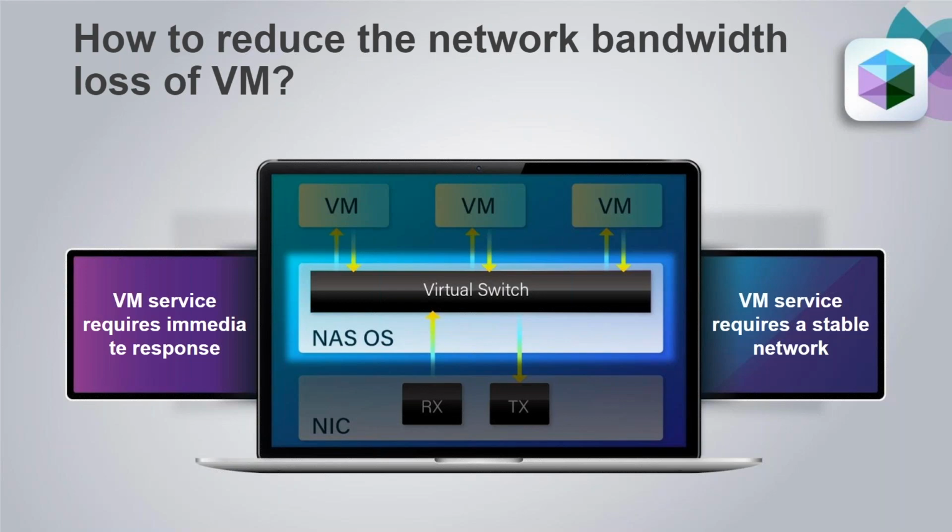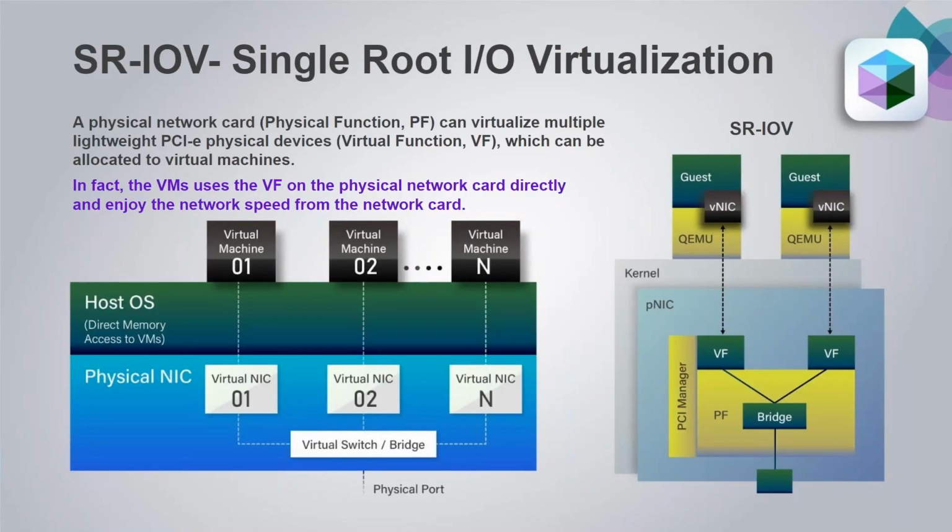on the VM itself. With SRIOV, which is single root I/O virtualization, a physical network card can virtualize multiple lightweight PCIe devices, which can be allocated directly to the virtual machines. If a VM uses a VF on the physical network card directly, it can enjoy the network speeds that the card has to offer without involving the NAS operating system. So when you're using SRIOV, you can access the resources directly from the card itself, without having to go through the QNAP's operating system or virtual switch.